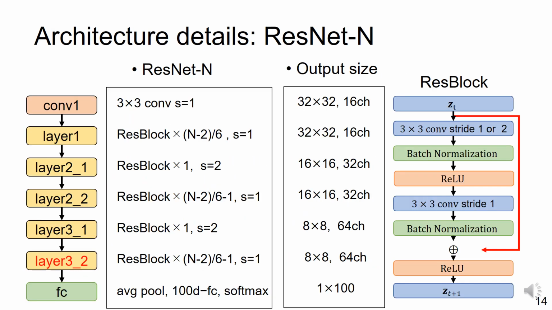This slide shows the network structure of ResNet. In ResNet, after performing convolution in Conv1, Layer 1, Layer 2, and Layer 3 perform ResBlock with stride 1 stacked (n-2)/6 times, and Layer 2 and Layer 3 perform ResBlock with stride 2. Finally, FC executes average pooling, fully connected, and softmax. Therefore, the output size is halved in height and width and doubled in the number of channels when input data goes through Layer 2 and Layer 3.